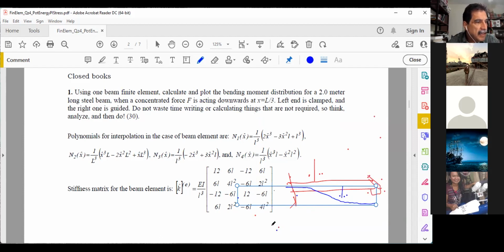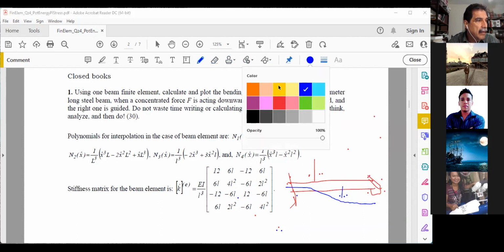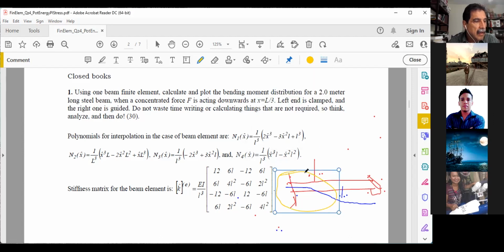Okay. Mr. Jimenez, what do you expect for the bending moment? You hear me, doctor? Yeah, I can hear you. For example, in this part, what type of bending moment do you expect in this part, Mr. Jimenez? Direction counterclockwise. What is the bending moment in this area? Positive or negative? Positive.